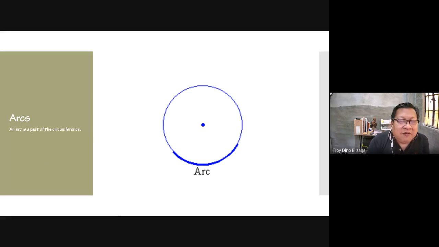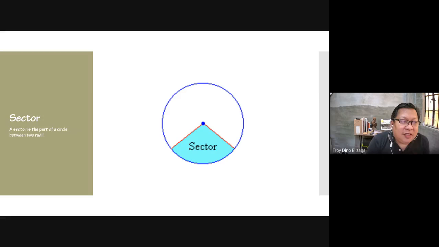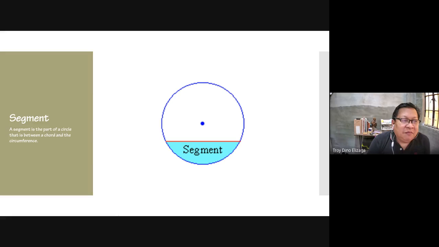An arc is a part of the circumference. Okay, and then the arc can take on many lengths. So not only this one that I showed you in the picture. And then a sector is part of a circle between two radii. Okay, so it's like a slice of a pie. It's like having a sector of a pie. So if you eat a lot, therefore you get a bigger sector. And then a segment is the part of a circle that is between a chord and the circumference. Okay, so again, the chord is like secant, but it remains inside the circle, it does not pass through. And so the area between the chord and the circumference is what we call the segment of the circle. So to some of you, I think some of these terms are really new.